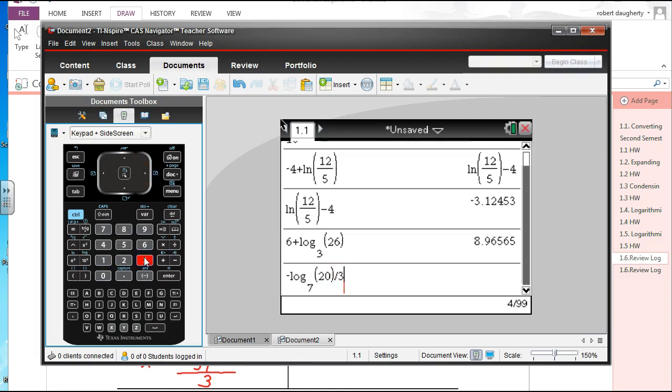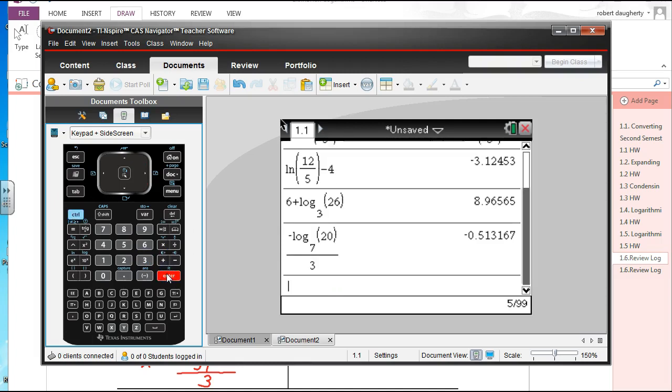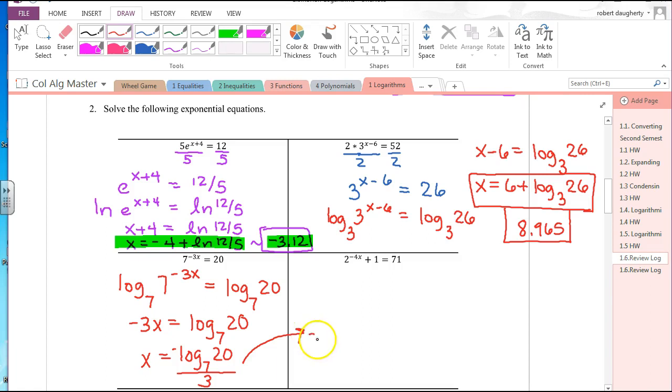divided by 3, control, enter, negative 0.5131. You need to be able to algebraically do what I did here to get the exact answer, and I will tell you in class whether or not I need the approximate. I think I'm okay if you get the exact answer. That's doing the harder work. I don't think it's required to do that on the calculator.